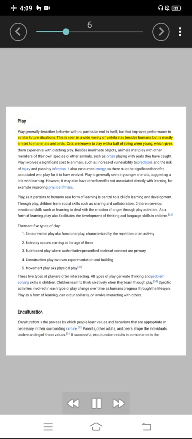Play. Play generally describes behavior with no particular end in itself, but that improves performance in similar future situations. This is seen in a wide variety of vertebrates besides humans, but is mostly limited to mammals and birds. Cats are known to play with a ball of string when young, which gives them experience with catching prey. Besides inanimate objects, animals may play with other members of their own species or other animals, such as orcas playing with seals they have caught.